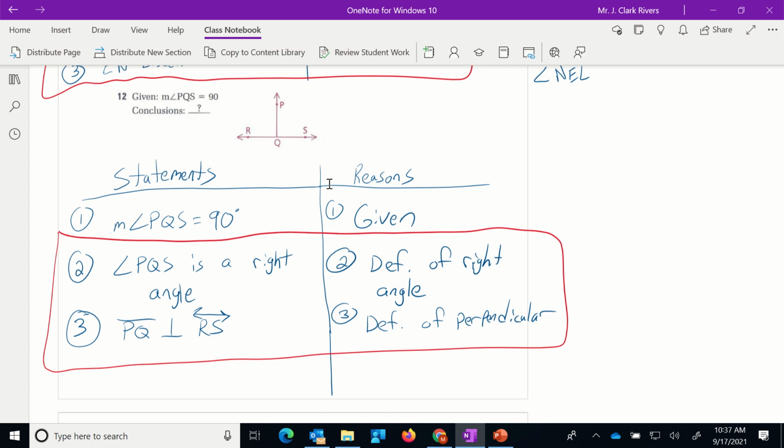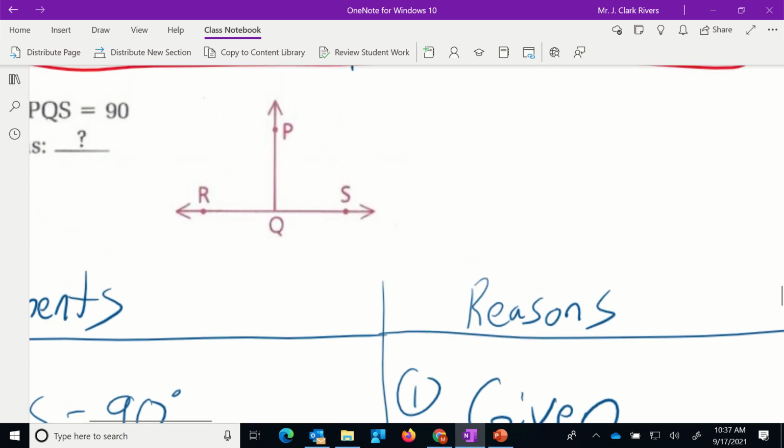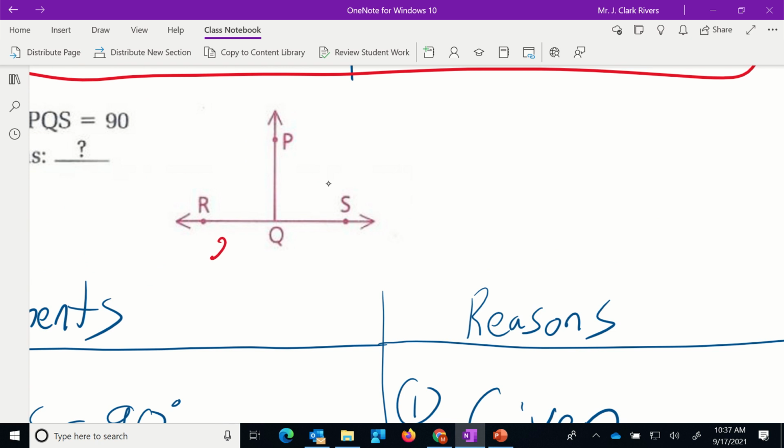What if I said QP bisects RQS? QP bisects RQS. You don't know that. Maybe it does, maybe it doesn't. It's possible that PQ is perpendicular to RS, and it's possible that this is a length of like 20, and that's a length of 19. So we have no idea how far it is from Q. I could slide S left and right, and it doesn't change that PQ is perpendicular to RS.